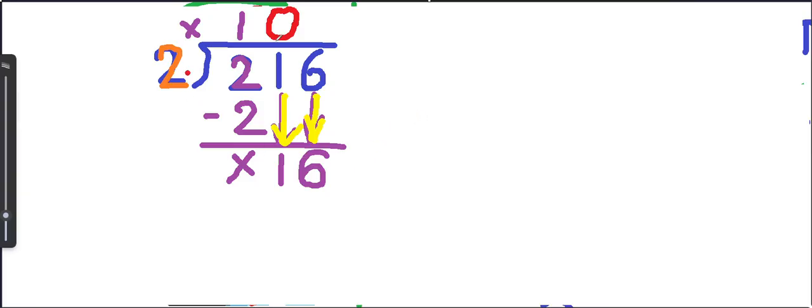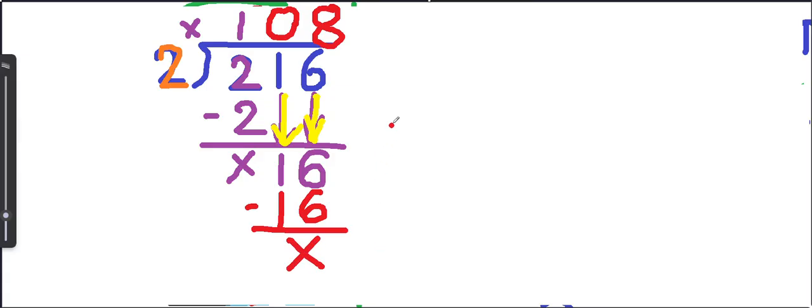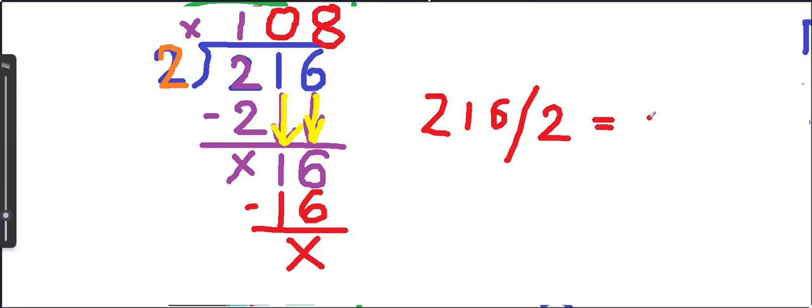Okay? So 2 times which number will give me a 16 or something less than 16? Now we see that 16 is exactly divisible by 2. So 2 times 8 gives me a 16. 16 minus 16 leaves us with no remainder. So our final answer is equal to 108. So 216 divided by 2 is equal to 108.